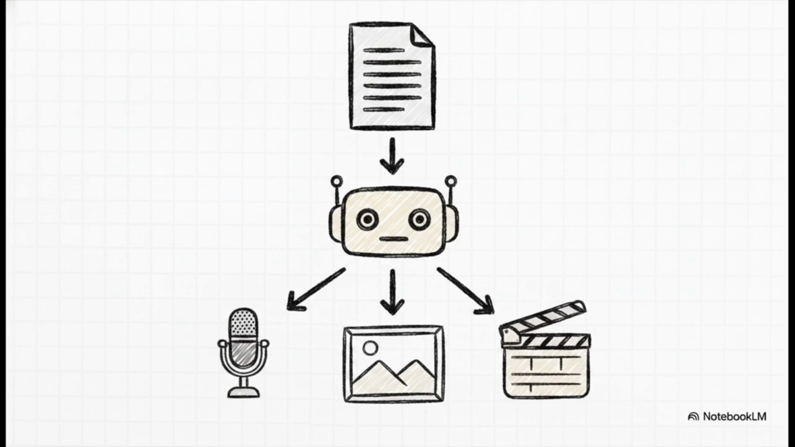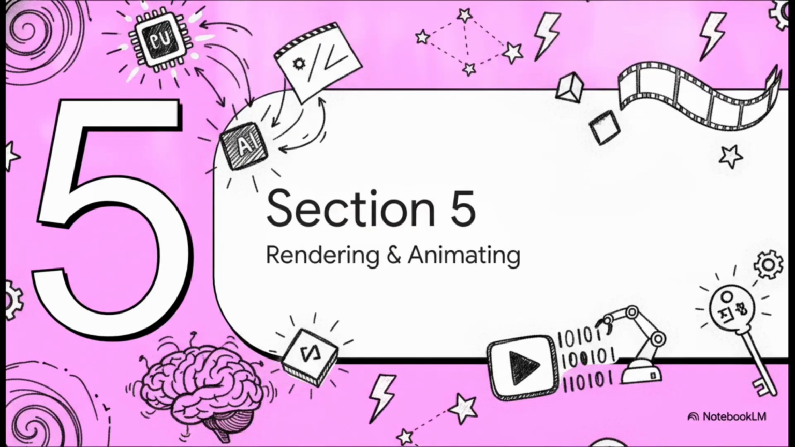It analyzes your script and automatically breaks it down into a complete production package. First, it generates a visual base prompt to lock in your character design and art style so everything stays consistent. Then, scene by scene, it generates the exact voiceover text, the image prompt to create the scene, and the motion prompt to animate it. And that brings it all home with Section 5, rendering and animating.